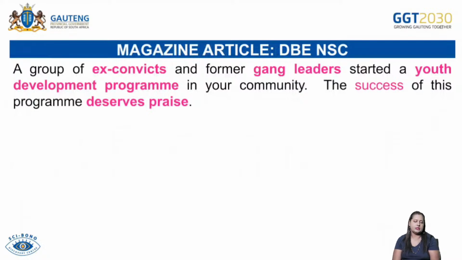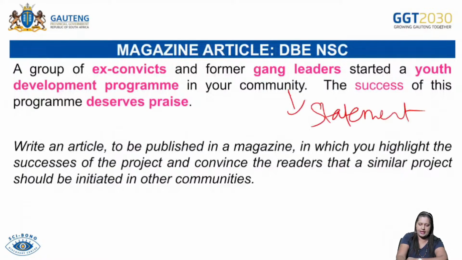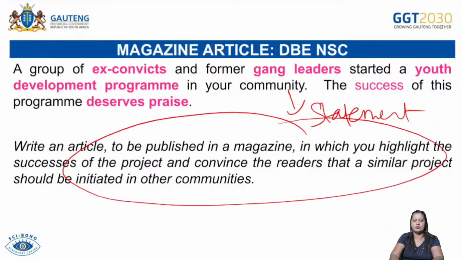Now, you'll see there's highlighted information there. Ex-convicts, gang leaders starting what? A youth development program, and it now deserves some praise. So, write an article to be published in a magazine in which you highlight the successes of the project and convince the readers that a similar project should be initiated in other communities. So here is the statement on the top. The statement, and then this is the question that you need to answer.